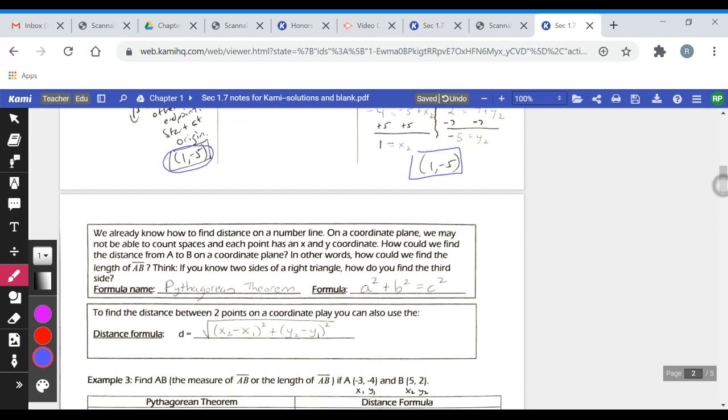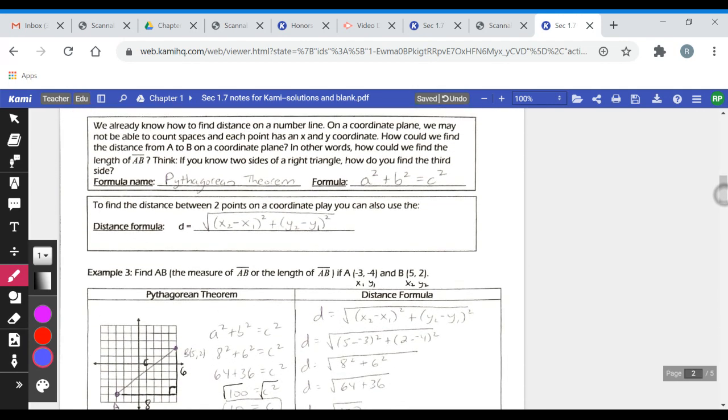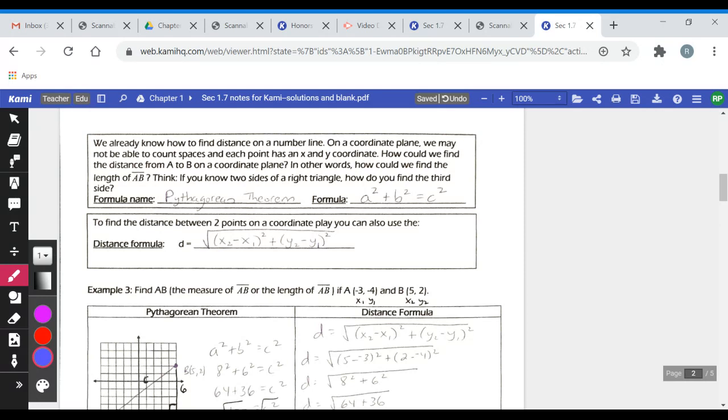Okay, from there, we've got some definitions and formulas. It says we already know how to find distance on a number line. We talked about you can count the spaces, and there's some other methods we talked about. But on a coordinate plane, we may not be able to count the spaces. If the line is at a diagonal, that's going to be a problem because we can't count. And each point has an x and a y coordinate. So how can we find the distance from A to B on a coordinate plane? In other words, how can we find the length of AB?